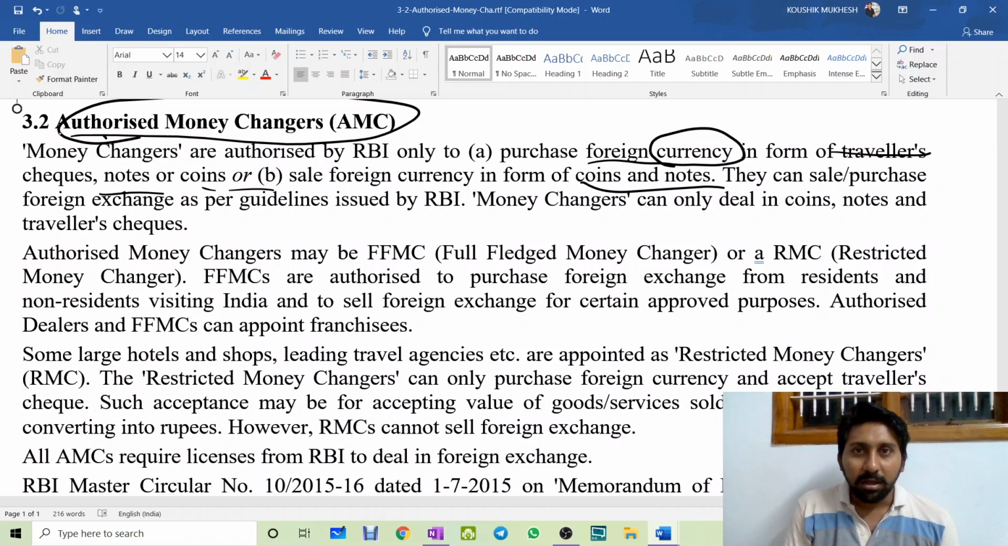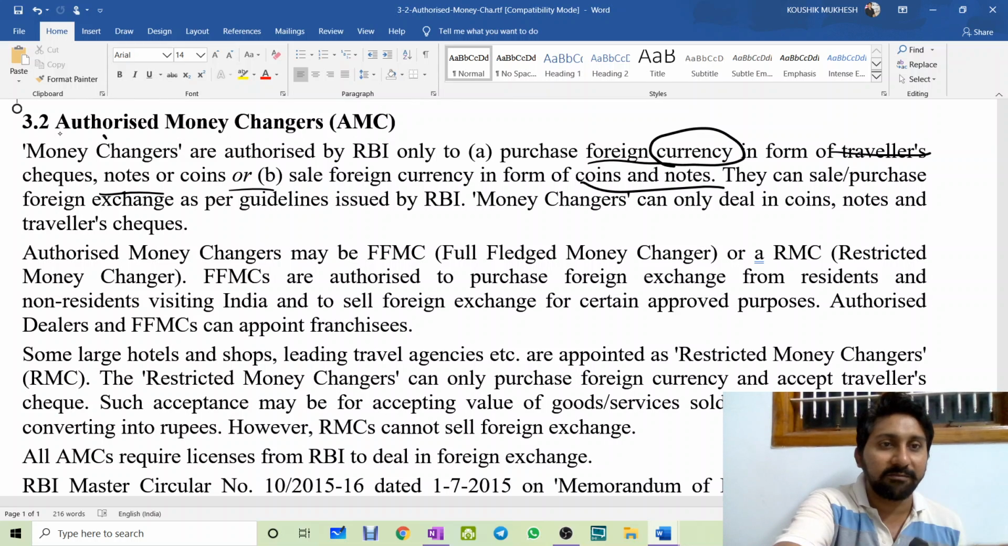You go to an airport, there a person will be sitting there. If you give rupees, they will give dollars. Those are called money changers. They are not authorized dealers. You can't keep that name for them.